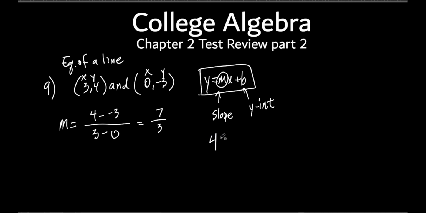So 4 equals 7/3 times x, which is what? 3 plus b. I don't know the b. That's what I'm trying to find. All right, I know the slope. I'm trying to find the b, the y-intercept.